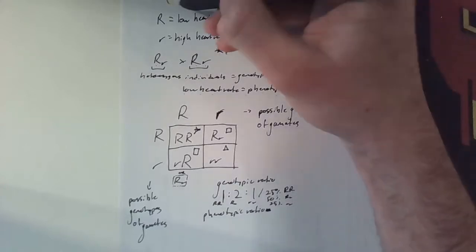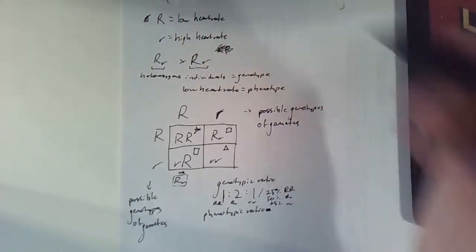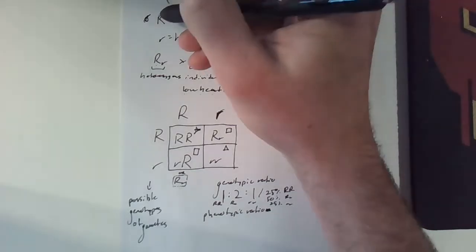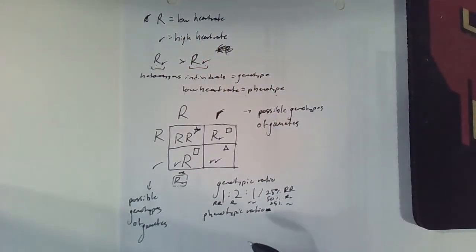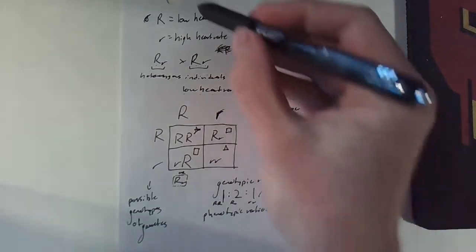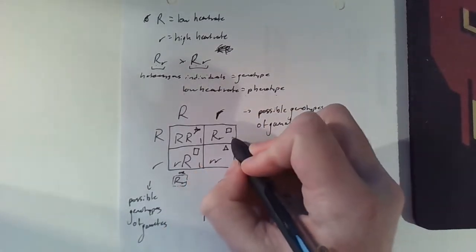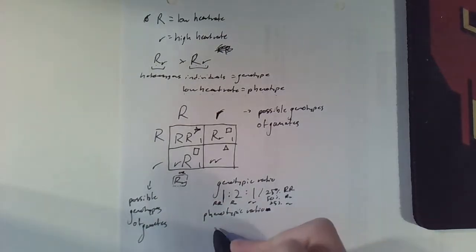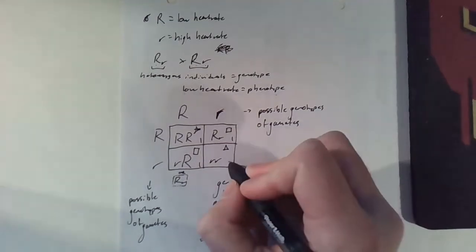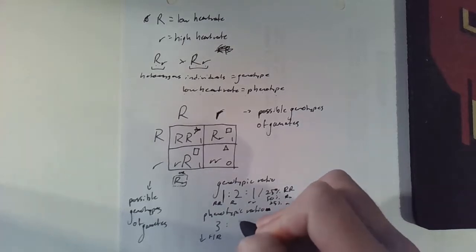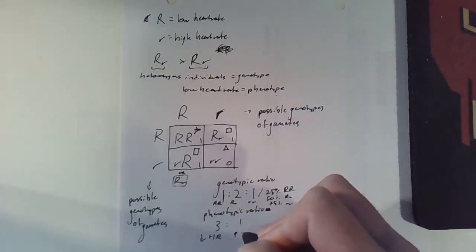Again, don't forget that we've been given that the low heart rate is dominant to the high heart rate. So that means that anytime you see at least one big R, that individual who has this possibility of this genotype will show the dominant trait, or in this case, the low heart rate. And so I see one, I see two, and I see three individuals that show the dominant phenotype, or the low heart rate. And I see one individual that shows the recessive, or the high heart rate.